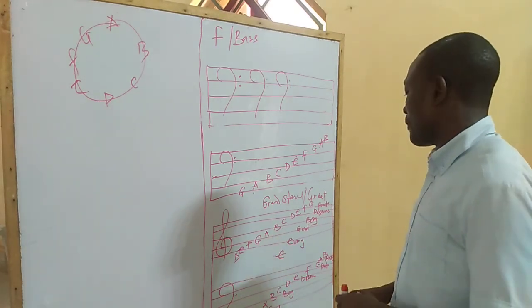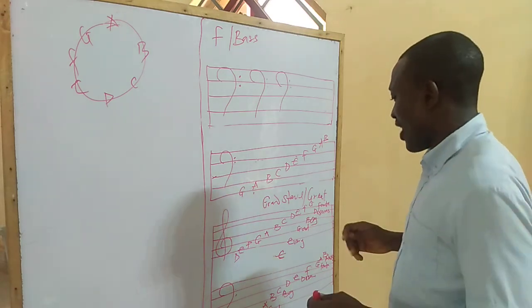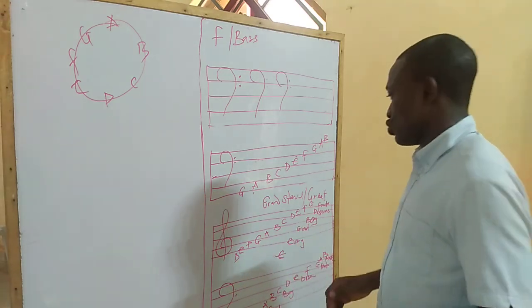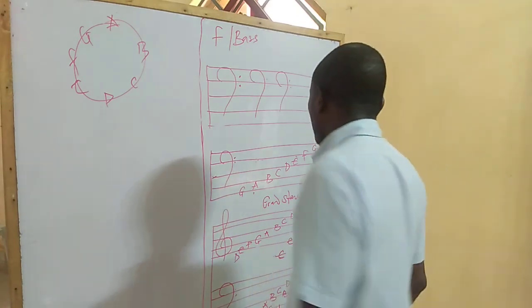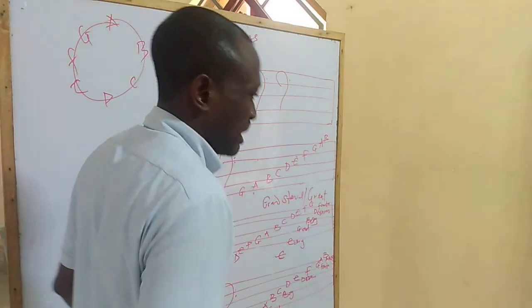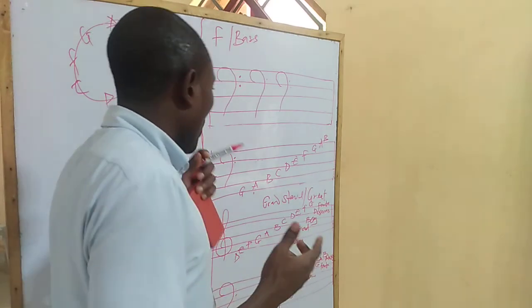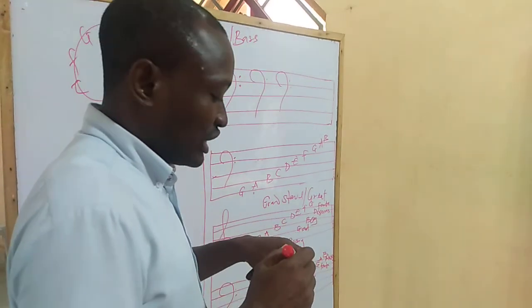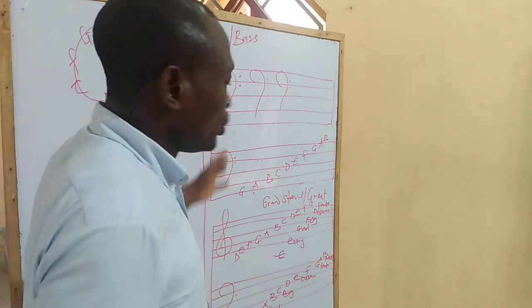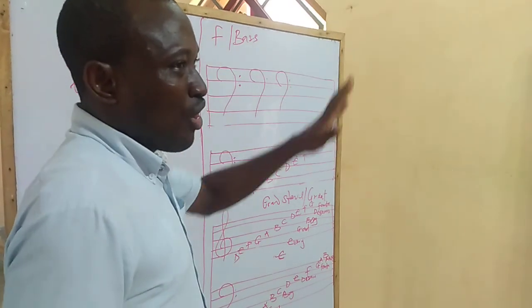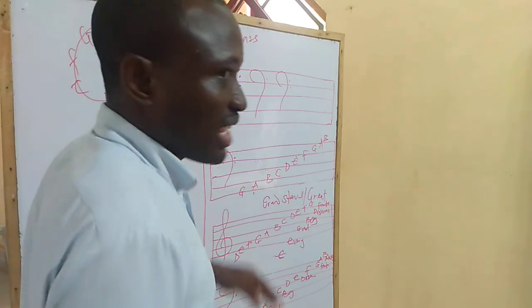So I will be giving out our assignment very soon. Please, I want you to copy this down and make sure you know everything from the G clef to F clef, how to draw them. You must know how to draw them, then you know how to name them, all the names of the lines and spaces.